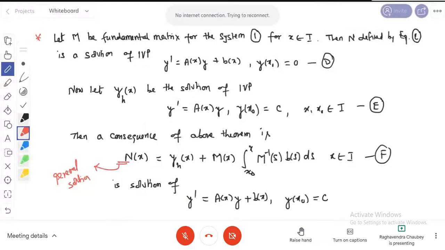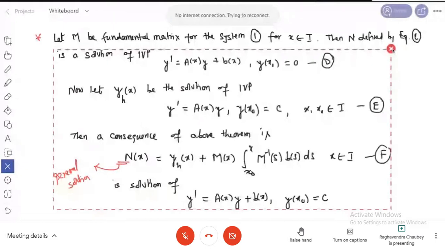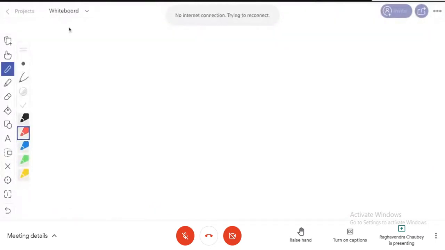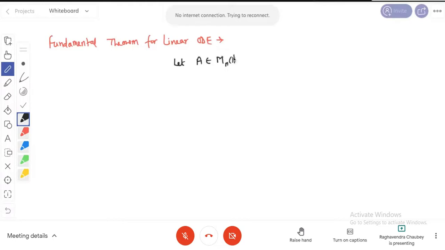So here, the next one. What is the fundamental theorem for linear ordinary differential equations? On the next page, the fundamental theorem for linear differential equations. Suppose A is a matrix which belongs to the set of real matrices of order n cross n, and say y0 is any column vector which belongs to R^n.